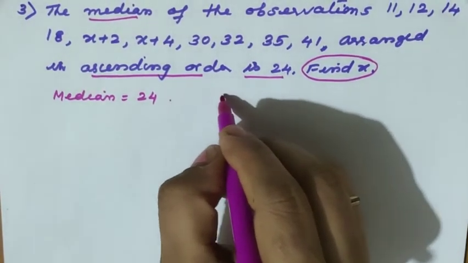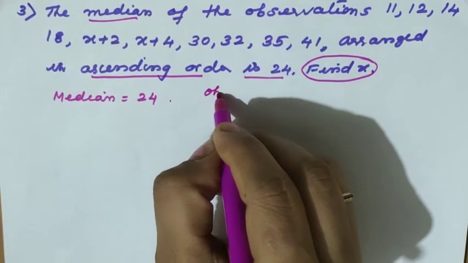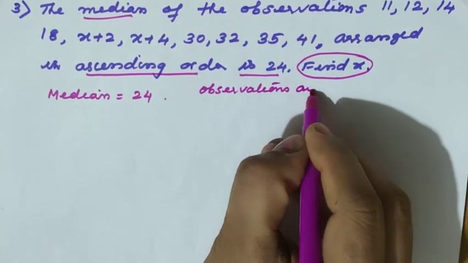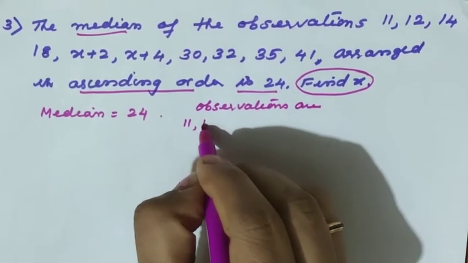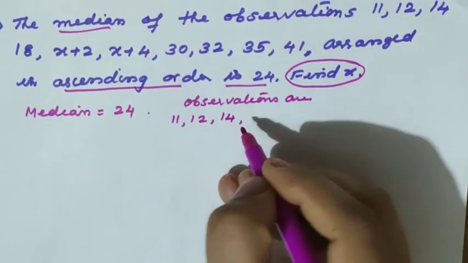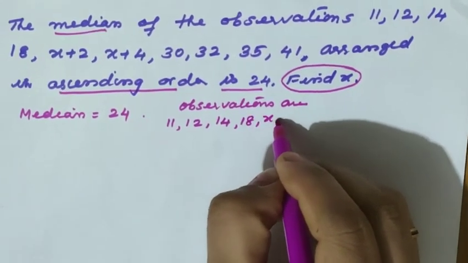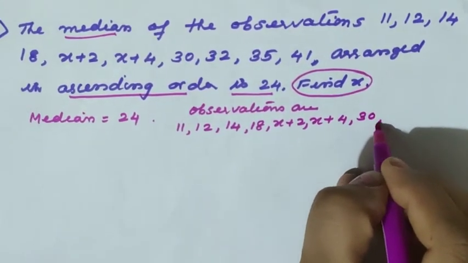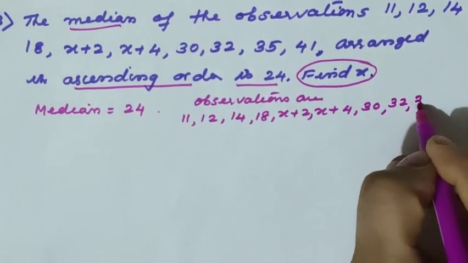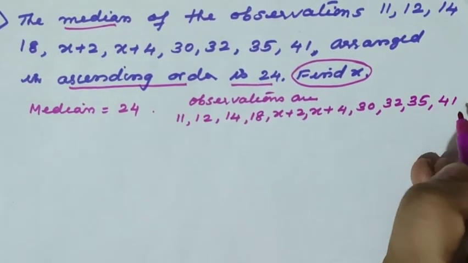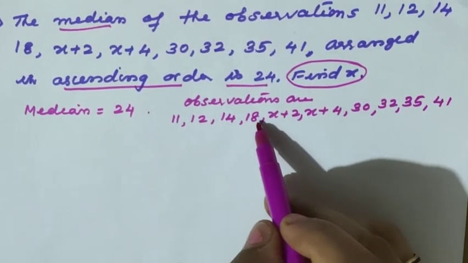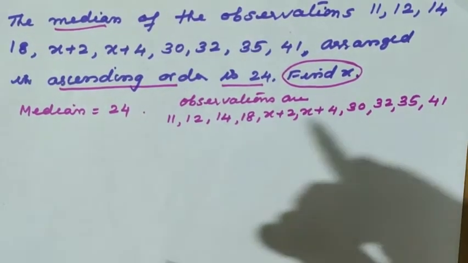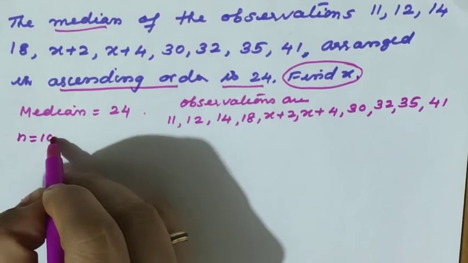So I'll write first the data only. Observations are 11, 12, 14, 18, x plus 2, x plus 4, 30, 32, 35, 41. Now if you count 1, 2, 3, 4, 5, 6, 7, 8, 9, 10. So n equal to 10.